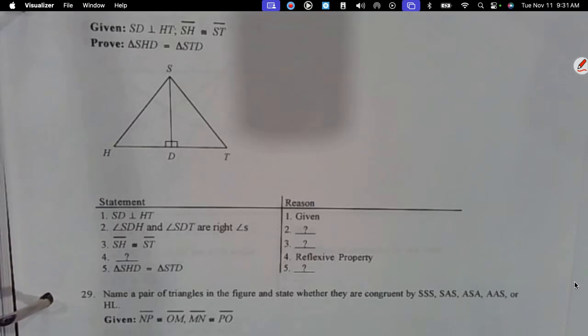So it tells me SD and HT are perpendicular, so they are right angles. What does perpendicular mean? Right angles, 90 degree angles. So, what is that? That's the definition of perpendicular. Did y'all not remember that one? So how do you know if these are perpendicular and it forms right angles? That's the definition of perpendicular. Definition of perpendicular. That's a little perpendicular symbol.